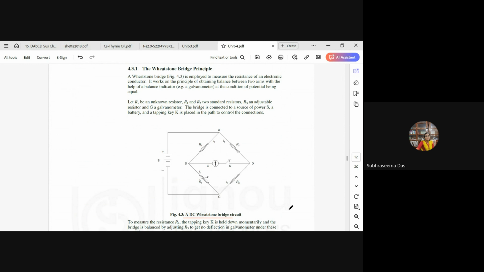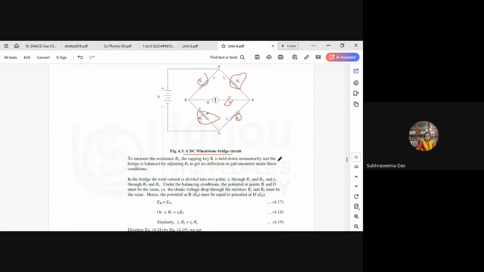It works on the principle of obtaining balance between two arms with the help of a balance indicator, that is a galvanometer, at the condition of potential being equal. Let us assume that Rx here is the unknown resistor. There are two other standard resistors, R1 and R2, but R3 is adjustable in nature. The whole bridge is connected to a power source S, and a battery and a tapping key are placed here. The key is placed for controlling the connections.